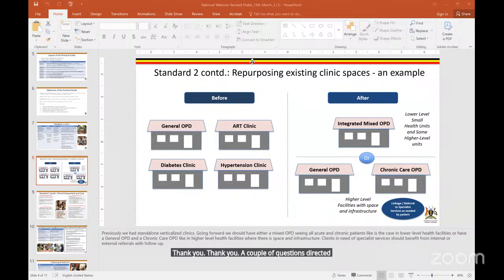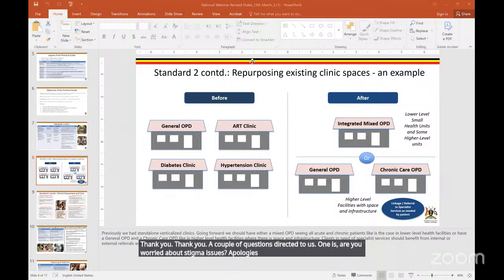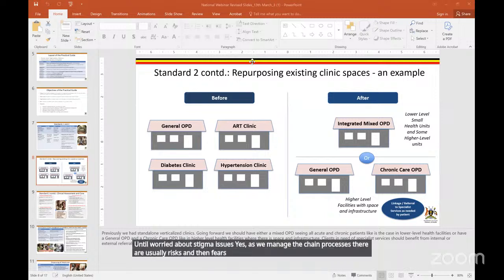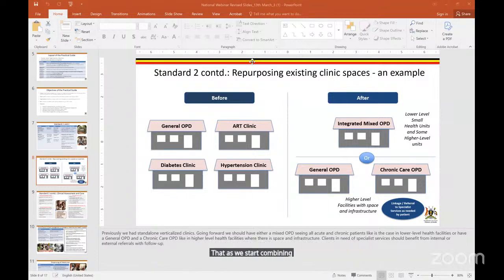One is, aren't we worried about stigma issues? Apologies, I didn't run through the entire chat, but most of them were repeated. Aren't we worried about stigma issues? Yes, as we manage the change processes, there are usually risks and fears that we have anticipated and tried to make provisions for. Stigma issues, we anticipated that as we start combining the clinic, it will arise.